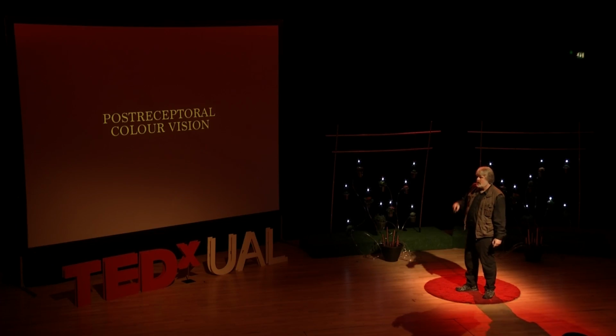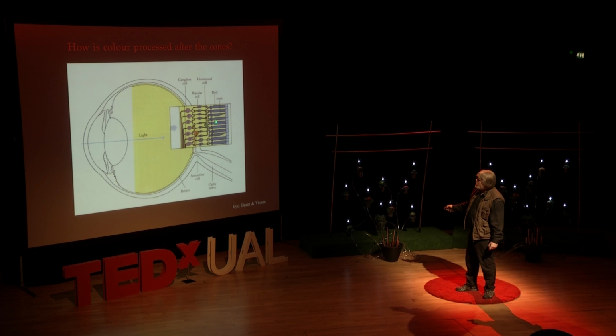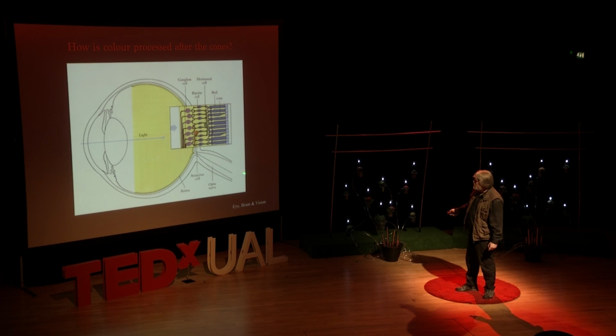So, that's what happens at the first stage at the cone level. What happens after the cones? And what happens in the retina? This is the processing stream in the retina. The light's absorbed by the rods and cones, and the signals transmitted to the bipolar cells, ganglion cells, up the optic nerve to the cortex. But even in this stage, the cone signals are re-encoded.